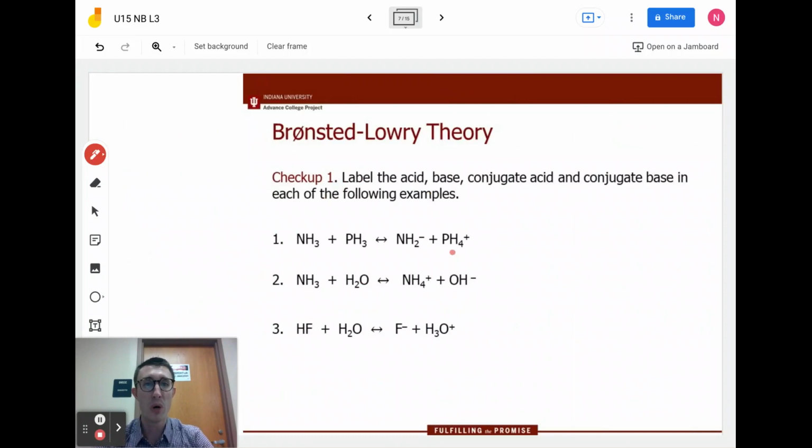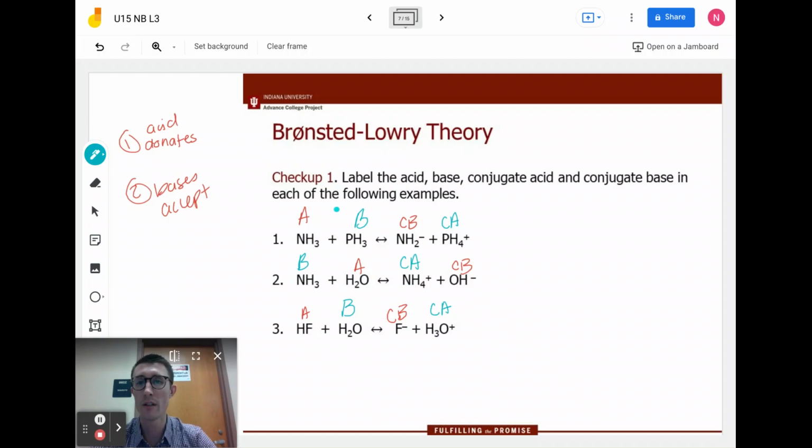Okay, so pause this video. I'm going to go ahead and complete these. So we're going to label each as the acid, base, conjugate acid, or conjugate base. Remember, what we are looking for is what donates. So according to Bronsted-Lowry, acids donate and bases accept. So we'll look at the reactants, we'll look at the products, we'll see what lost a proton, we'll see what gained a proton. So pause this, give this example a try, and come back and check your solution.